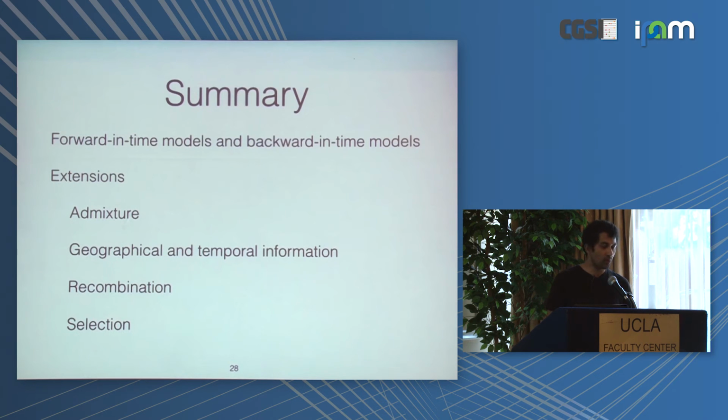Recombination is one of the complicating factors here. It's always easy when you have independent sites. And again, selection is also quite challenging to handle in these kinds of models.